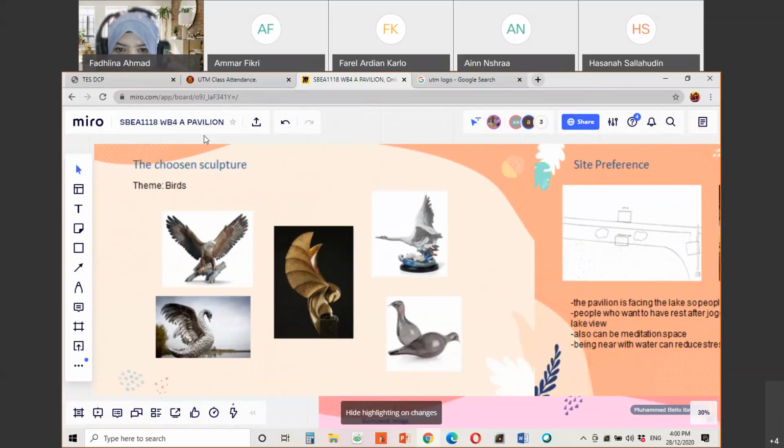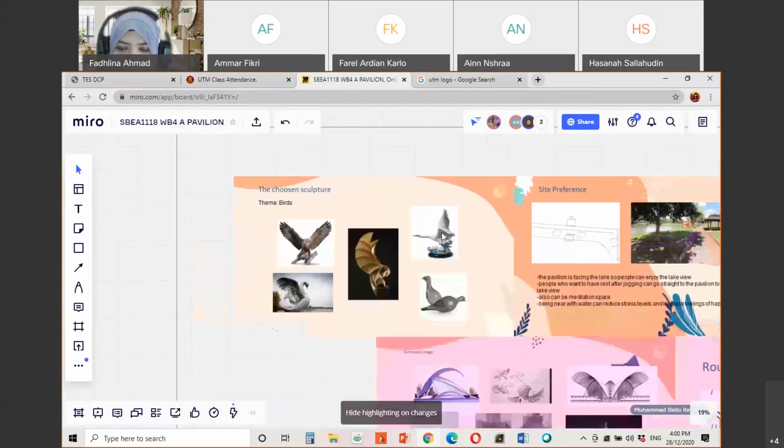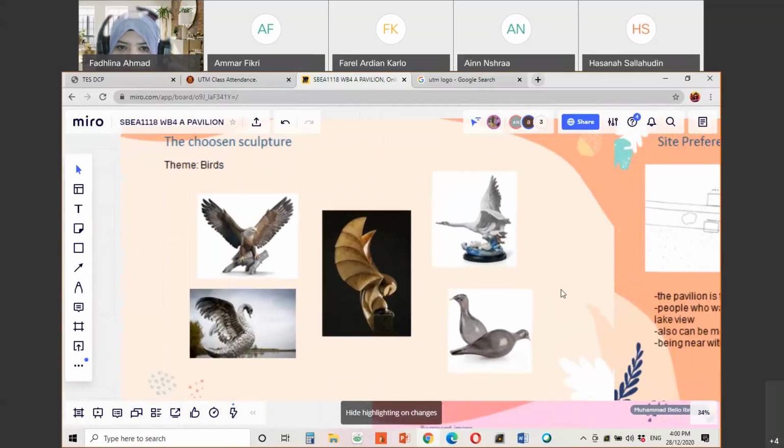Okay. So, why do you want to choose this bird? You need to describe. I think birds can blend in the environment, because the context has lakes and greenery. So I think birds can blend in. So that's why I chose bird.